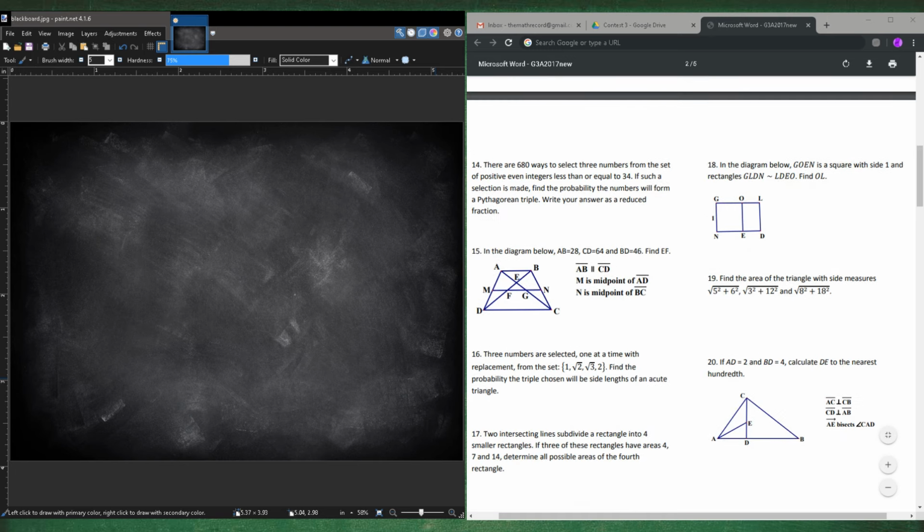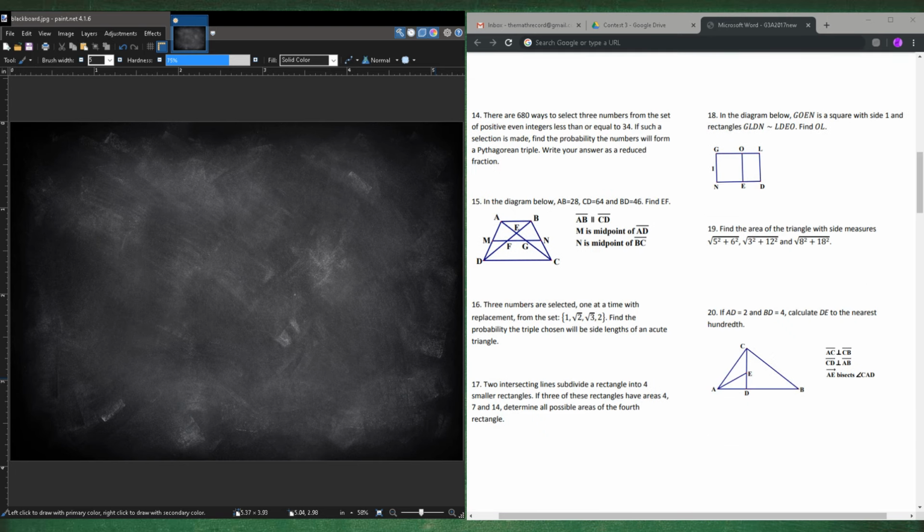Number 15, in the diagram below, AB is equal to 28, and CD is equal to 64. Sorry, CD is equal to 64, and BD is equal to 46. And AB is parallel to CD, and M is the midpoint of AD, and N is the midpoint of BC.